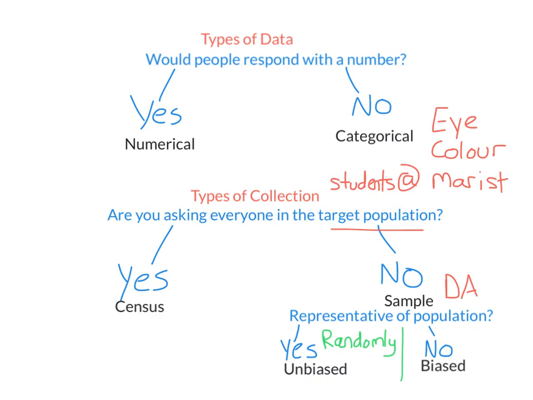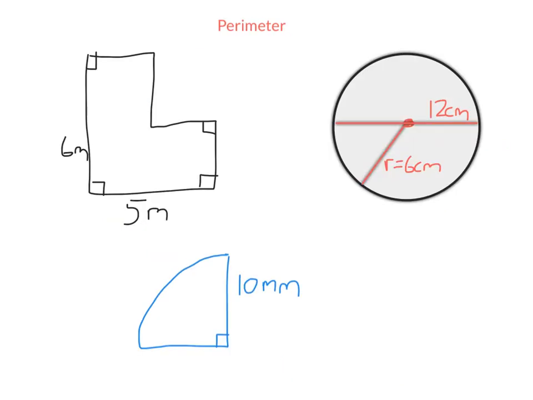All right, that's all for statistics. Let's move on to measurement. So we start with perimeter. Perimeter is the length around the outside of a shape.